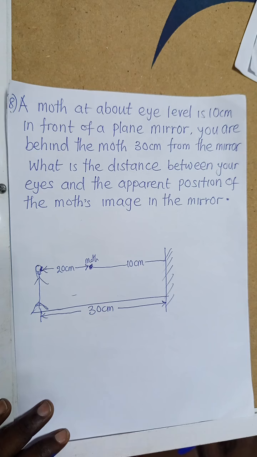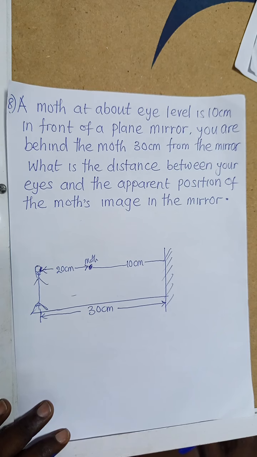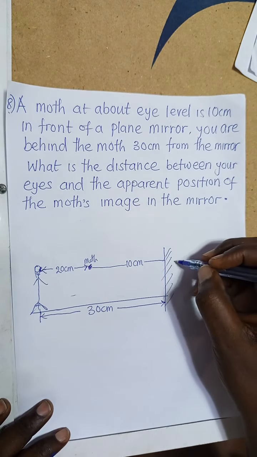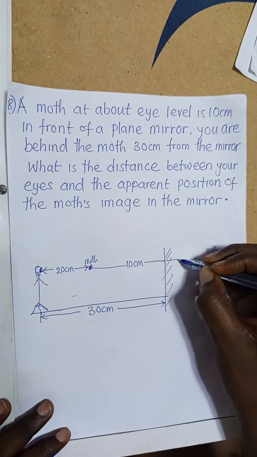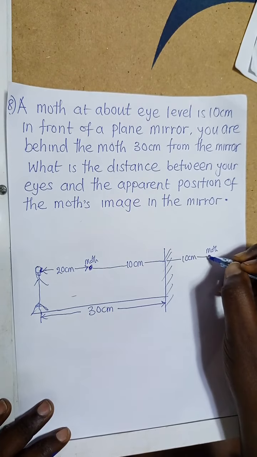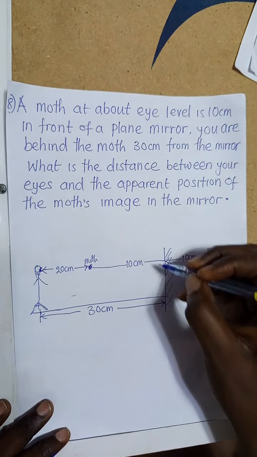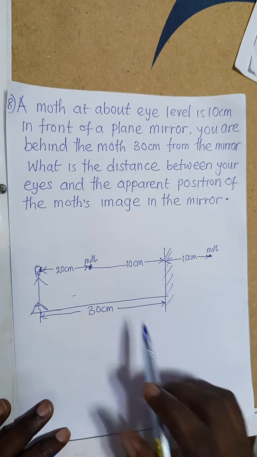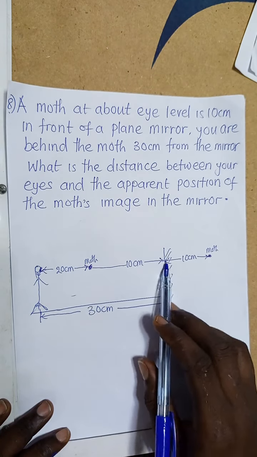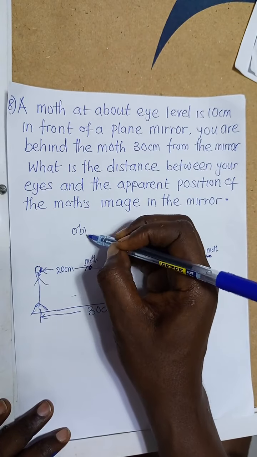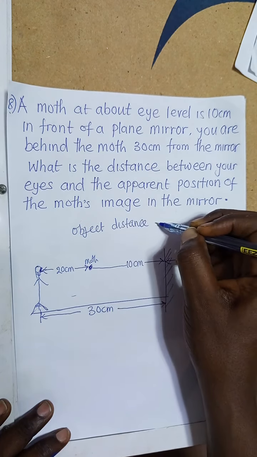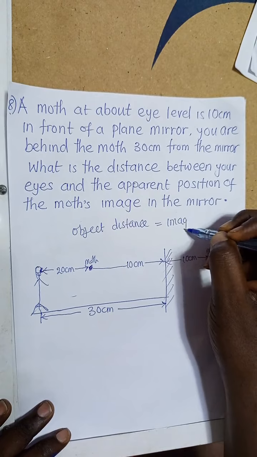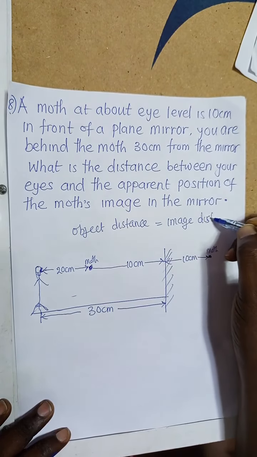Now they say, what is the distance between your eyes and the apparent position of the mood image? The mood image should be from here. Mood image. It's a rough sketch anyway. So the mood image is 10 centimeter from the mirror because object distance is equal to image distance.